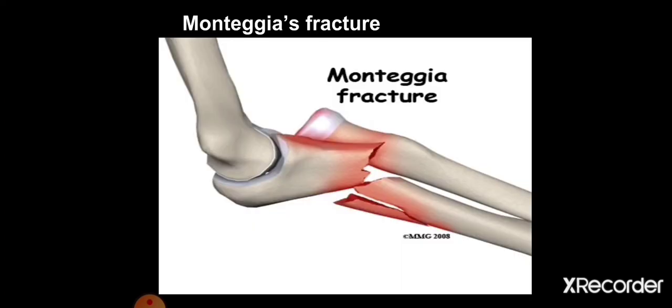Another is Monteggia's fracture. Monteggia's fracture is the fracture of proximal end of the ulna and displacement of superior radioulnar joint. So this is the Monteggia's fracture.